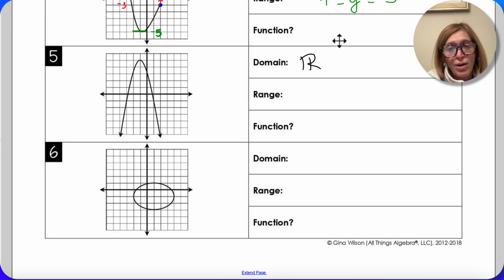And our range, okay. Does it have a high point? It does have a high point. Does it have a low point? It doesn't, because it goes on forever down. So that means that I want all the y's less than that high point. And that high point's y coordinate is 1, 2, 3, 4, 5. That's a 5. So we would want all the y's less than or equal to 5.